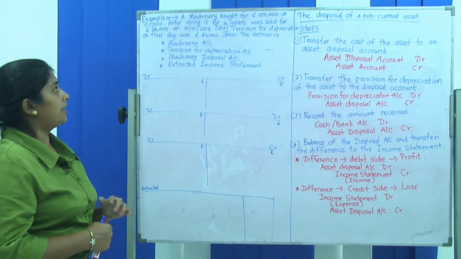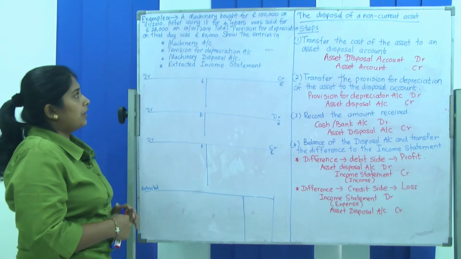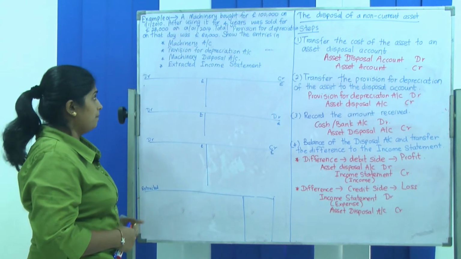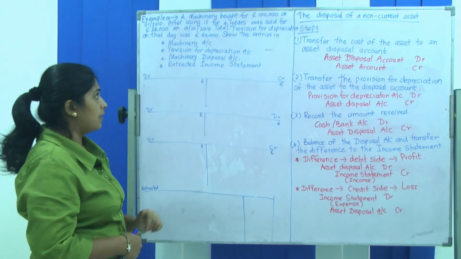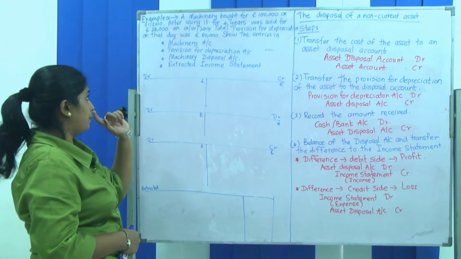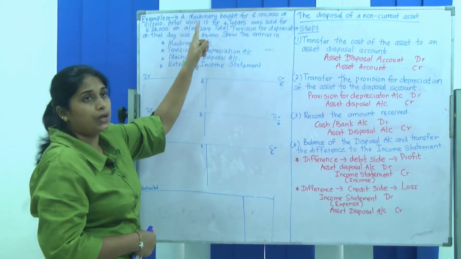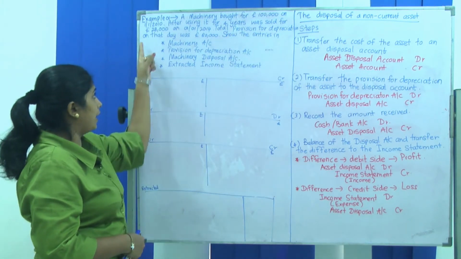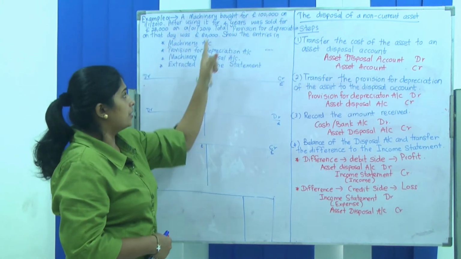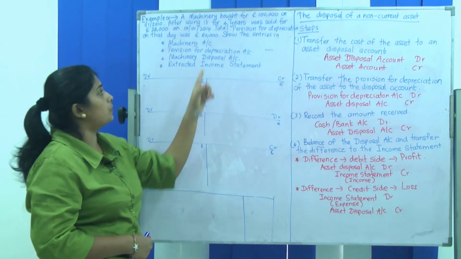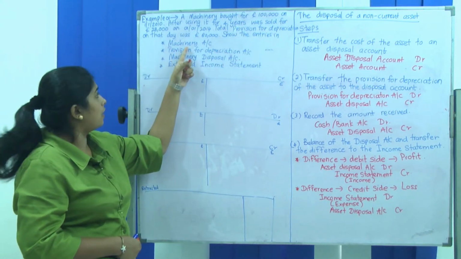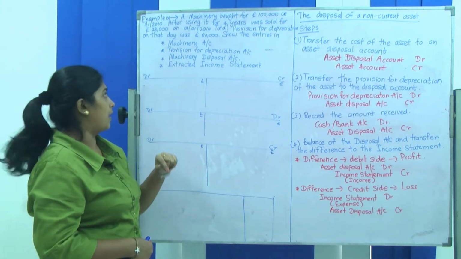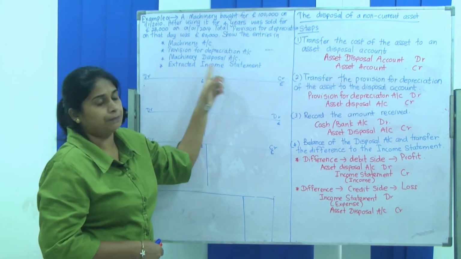Now I have taken an example. A machinery which was bought for £100,000 on 1st of January 2010, after using it for 4 years, was sold for £28,000 on 1st of January 2014. The total provision for depreciation on that day was 80,000. Now the question is, they are asking you to show the entries in the machinery account, the provision for depreciation account, the machinery disposal account, and the extracted income statement.